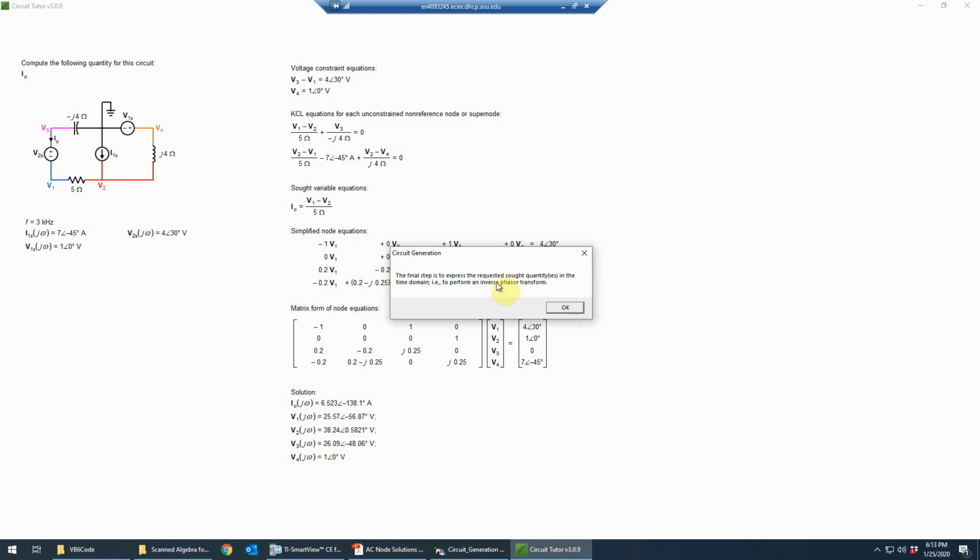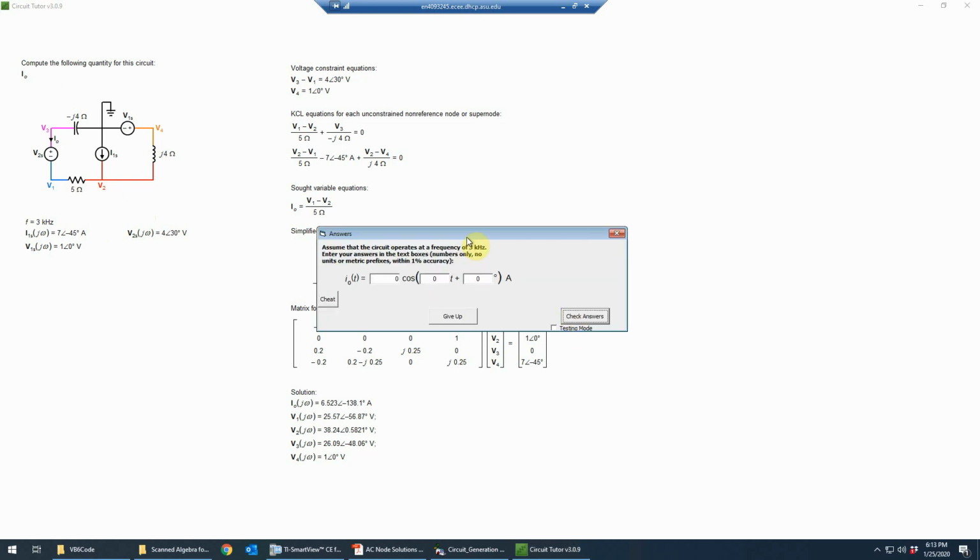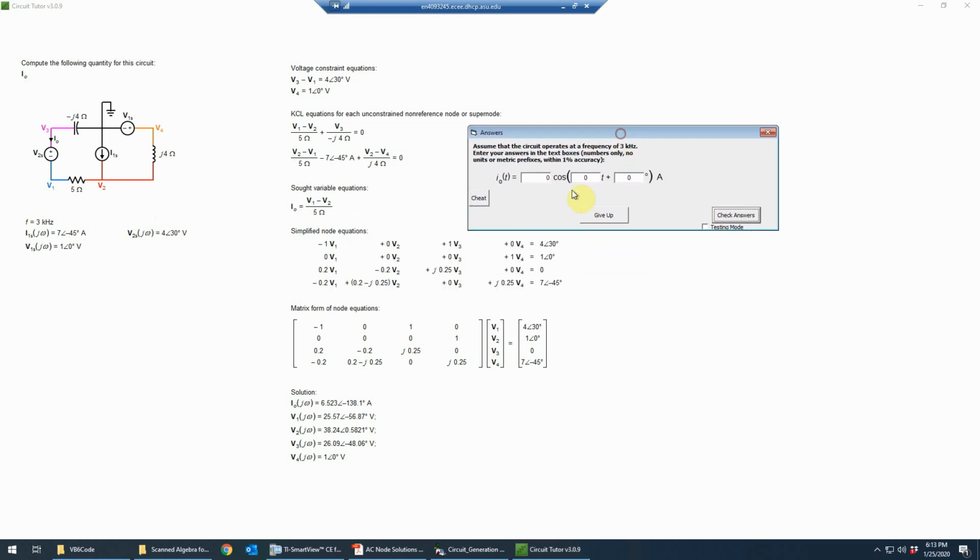And then the last step is to express the SOT quantity in the time domain, i.e. to do an inverse phasor transform, because this isn't, of course, an AC circuit just being represented originally in the polar domain, but we want to go back now to the time domain. So in order to do that, we just fill in the blanks here. So remember, we're always using a cosine function. If you're doing this by hand, you just have to remember that inverse phasors always involve a cosine function. That's just how phasors are defined.